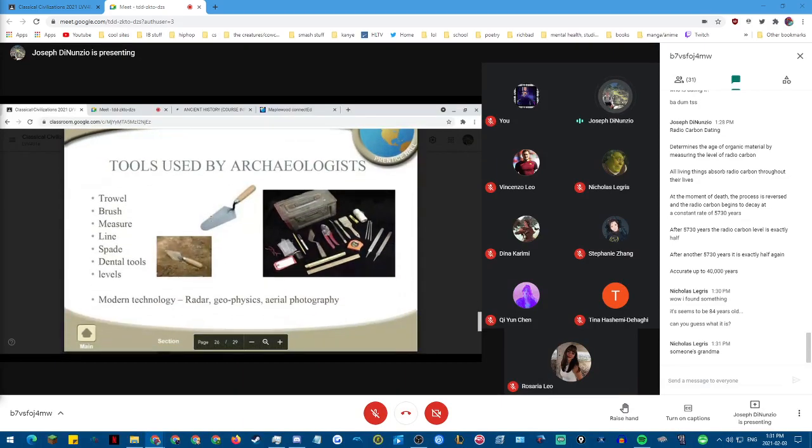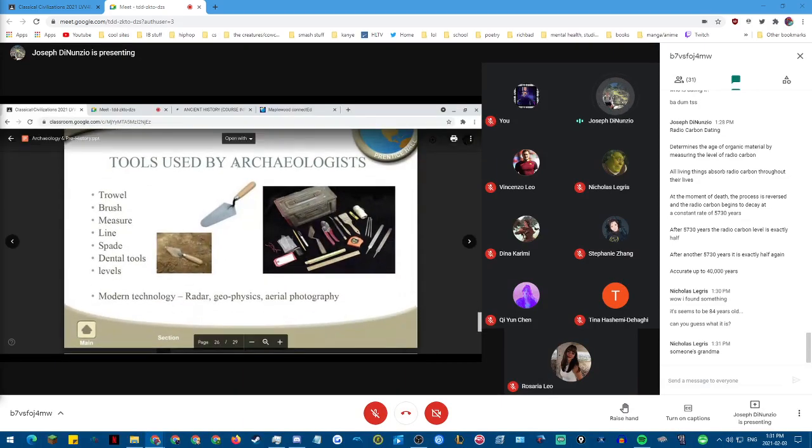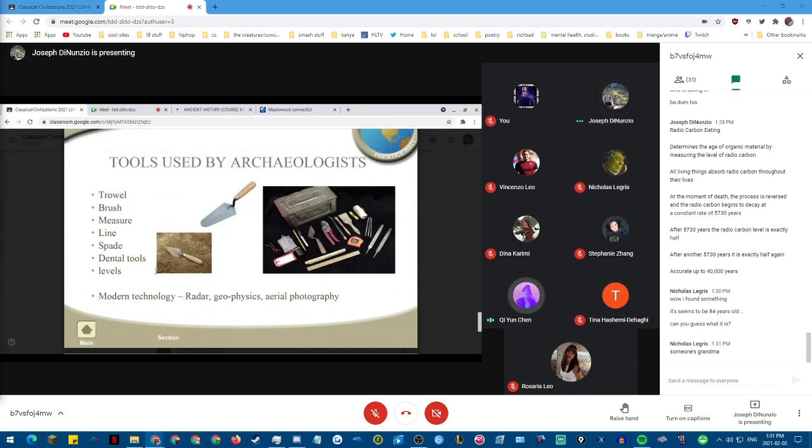And what are some tools used? What do you need if you want to be an archaeologist? What do you need to bring with you to the site? Tools used by archaeologists. They use trowels, brushes, a measuring line, a spade, dental tools, and levels, and modern technology, including radar, geophysics, and aerial photography. Yeah, which is very important now. Geotechnology is very important.